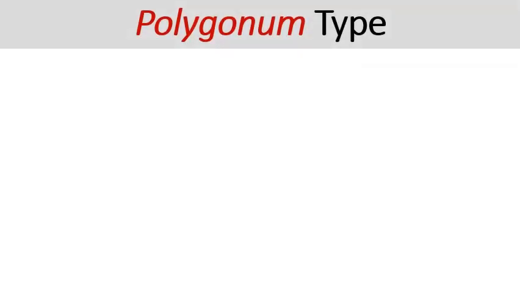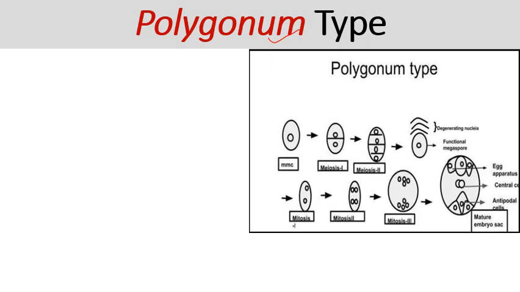The first type of monosporic embryo sac is Polygonum type. This was the first studied embryo sac development which was noticed in Polygonum. In this case, firstly, the megaspore mother cell undergoes meiotic division to form 4 haploid megaspores, which are arranged in linear fashion. Out of these 4 megaspores, the megaspore which is present towards the chalazal end remains functional. ये chalazal end वाला megaspore functional रहता है, and remaining 3 megaspores disintegrate. वो degenerate हो जाते हैं.